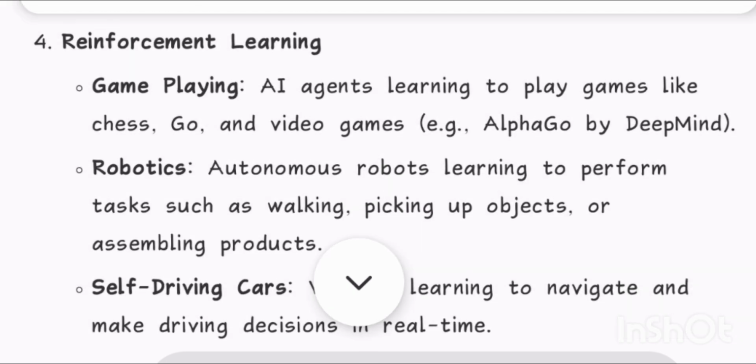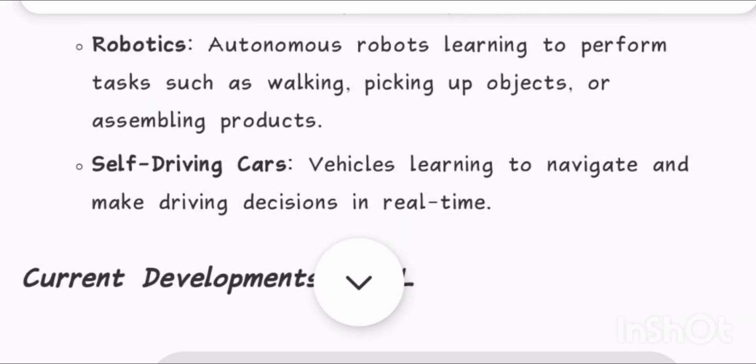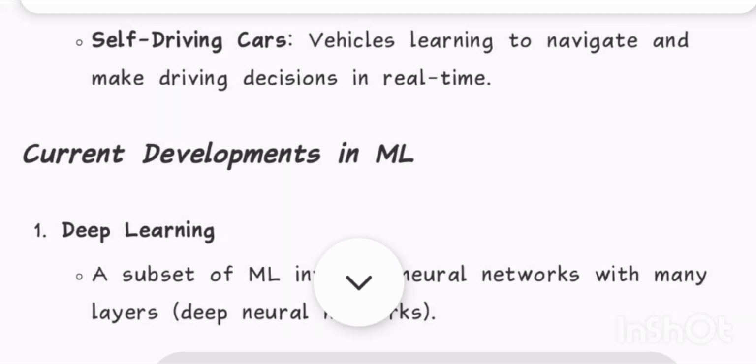4. Reinforcement learning, game playing: AI agents learning to play games like chess, Go, and video games, e.g., AlphaGo by DeepMind. Robotics, autonomous robots learning to perform tasks such as walking, picking up objects, or assembling products. Self-driving cars, vehicles learning to navigate and make driving decisions in real time.